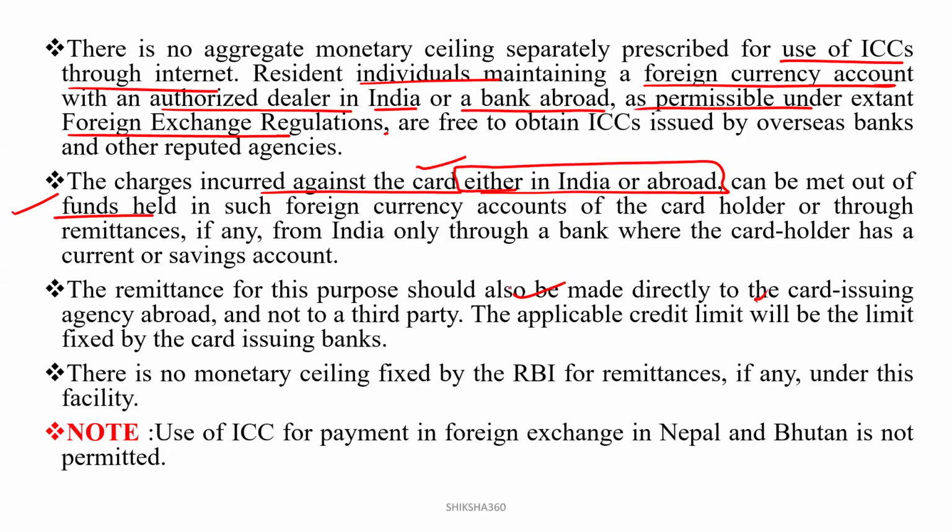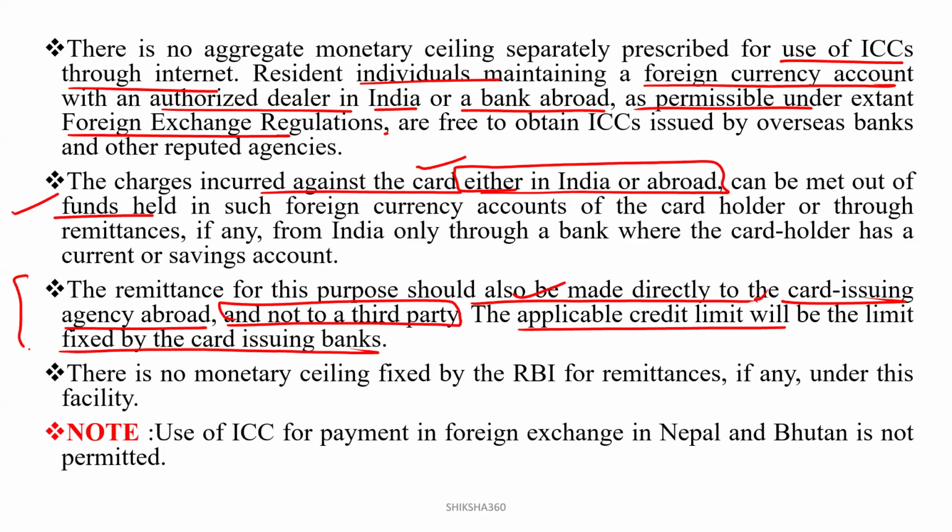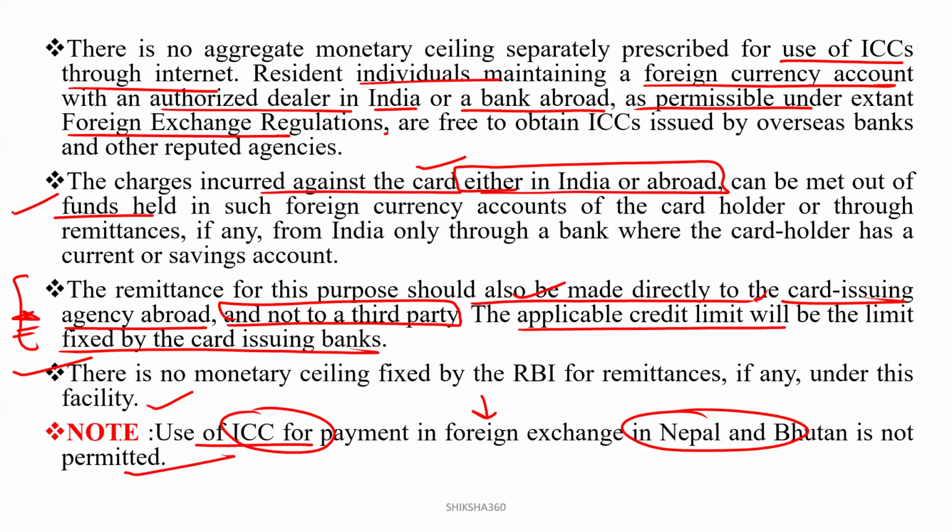The remittances for this purpose should be made directly to the card issuing agency abroad and not to a third party. The applicable credit limit will be the limit fixed by the card issuing banks. There is no monetary ceiling fixed by the RBI for remittances under this facility. Use of an international credit card for payment in foreign currency in Nepal and Bhutan is not permitted.